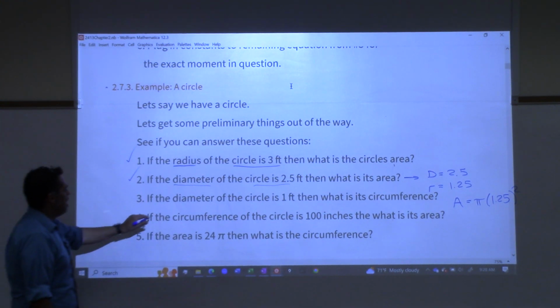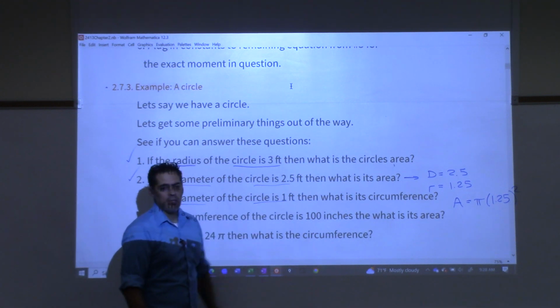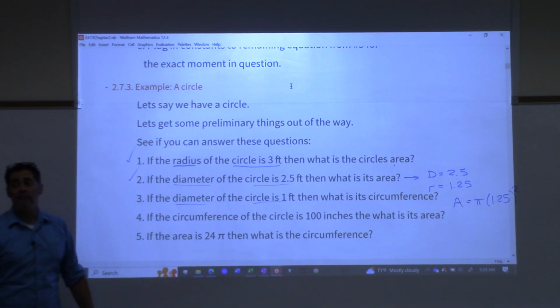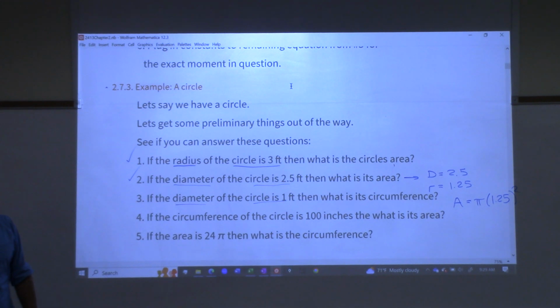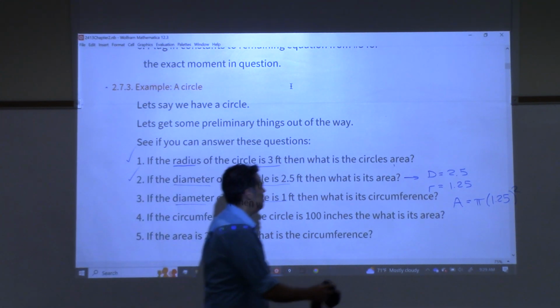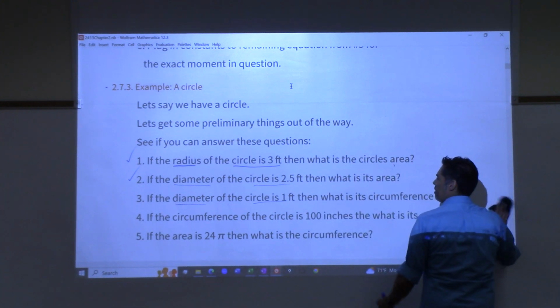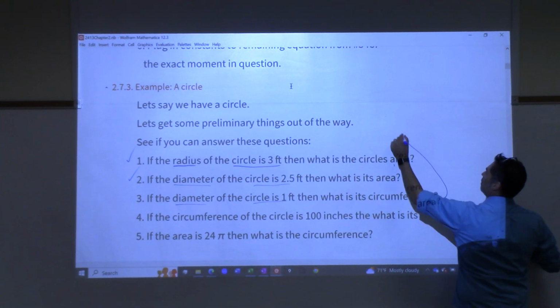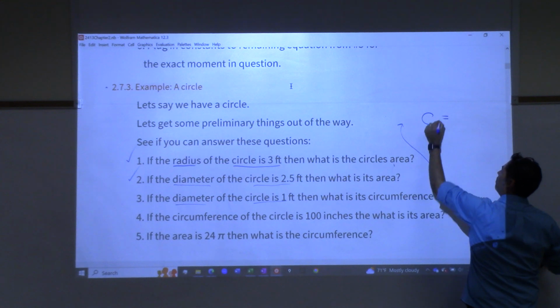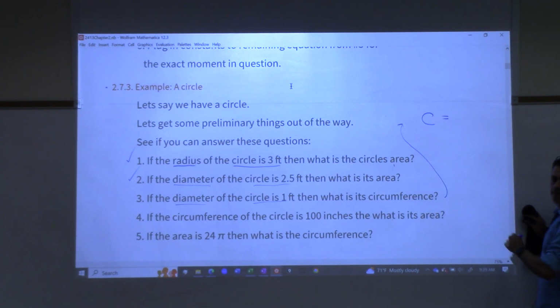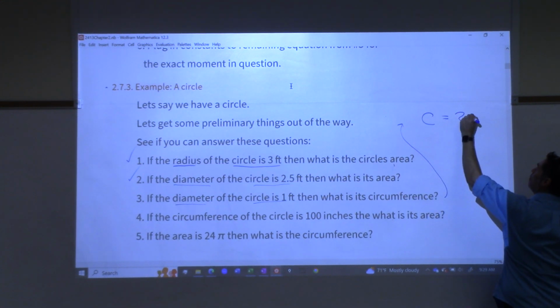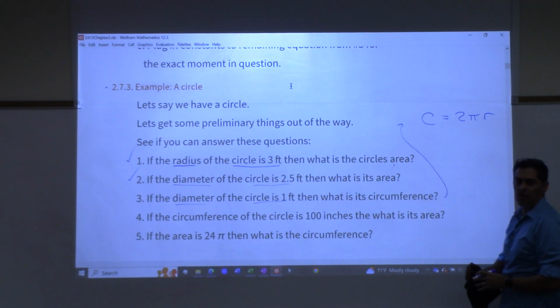What if I tell you the diameter of a circle is 1 foot? Can you give me the circumference? Not the area, the circumference. Yes, I'm seeing yes. How would you find it for this one right here? What is the circumference of a circle? Is there a formula? 2 pi r. 2 pi r is the circumference of a circle.